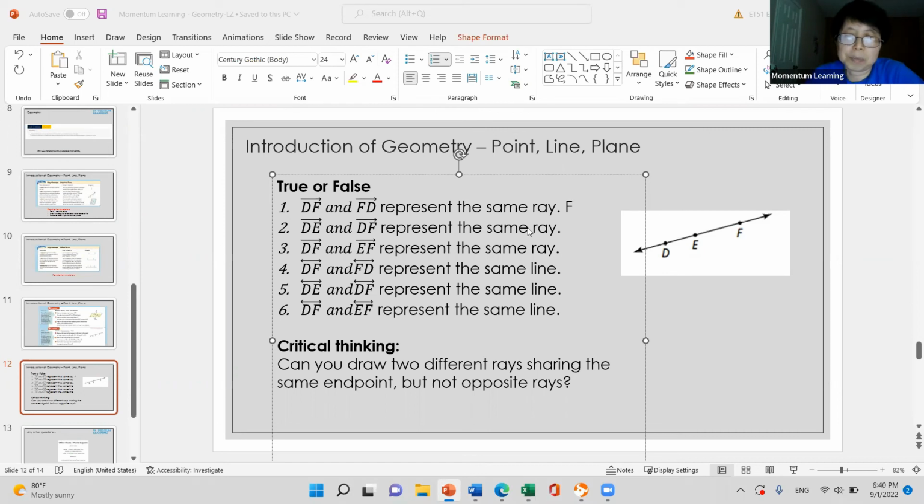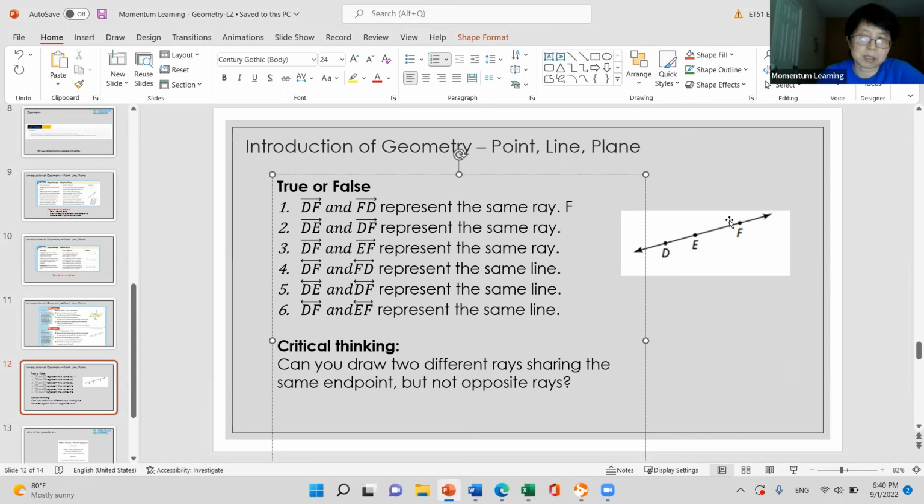So you see, even though DF and FD have opposite directions, they do not share the same endpoint. The endpoint of DF is D, and the endpoint of FD is F. So they are not opposite rays. Now DE and DF: the same endpoint, the same direction.